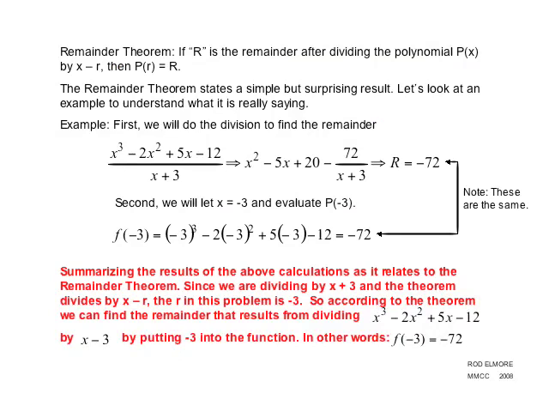Summarizing the results of the above calculations as it relates to the remainder theorem. Since we are dividing by x plus 3, and the theorem divides by x minus r, the r in this problem is negative 3. So according to the theorem, we can find the remainder that results from dividing x cubed minus 2x squared plus 5x minus 12 by x plus 3 by putting the negative 3 into the function. In other words, p of negative 3 equals negative 72. This is kind of an outstanding result, and a surprising result to me.